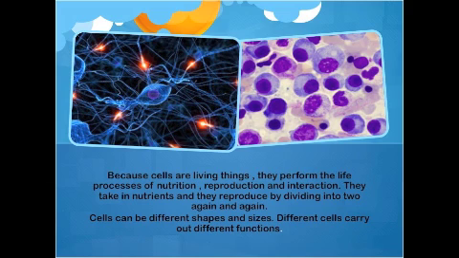Because cells are living things, they perform the life processes of nutrition, reproduction, and interaction. They take in nutrients and they reproduce by dividing into two again and again. Cells can be different shapes and sizes. Different cells carry out different functions.